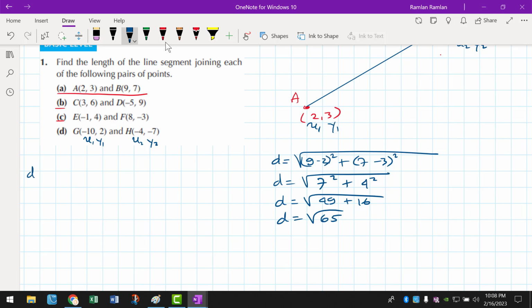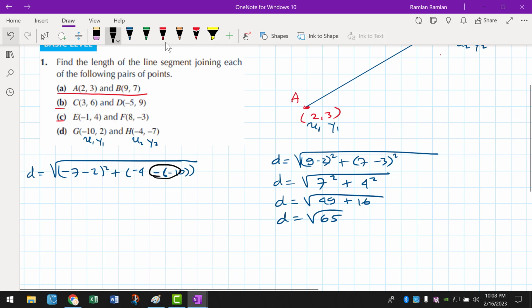There'll be d equals the square root of (negative 7 minus 2) squared, and then add negative 4 subtracted by negative 10, squared. In here, be careful, guys. If you have a number that is being subtracted by a negative number, that'll be positive. If you combine the two signs, it'll be positive. If you're not very sure with the calculation, just use a calculator.